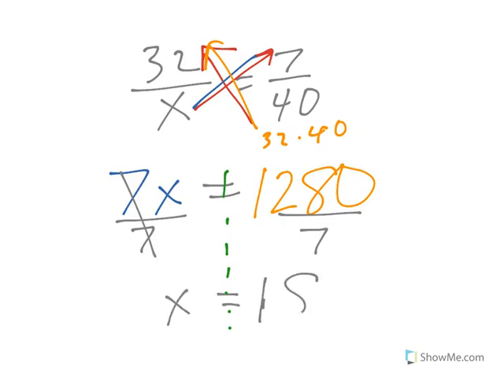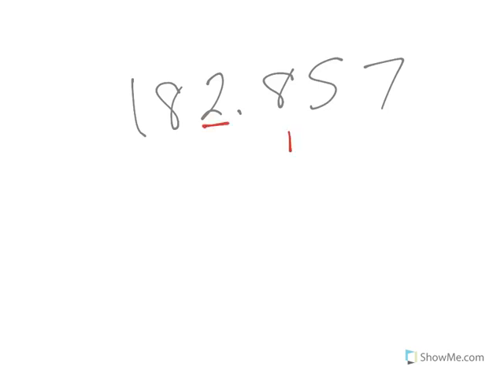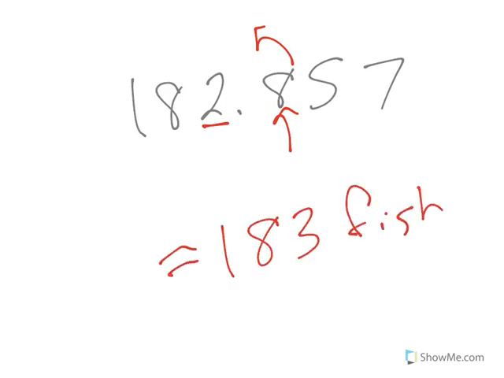Now when I do that, I get 182.857. It goes on and on. Well, we're talking about number of fish, and I don't know about you guys, but I've never seen 0.857 of a fish. So we round to the nearest whole fish. 8 tells us to round up, so we would say the answer is approximately 183 fish.